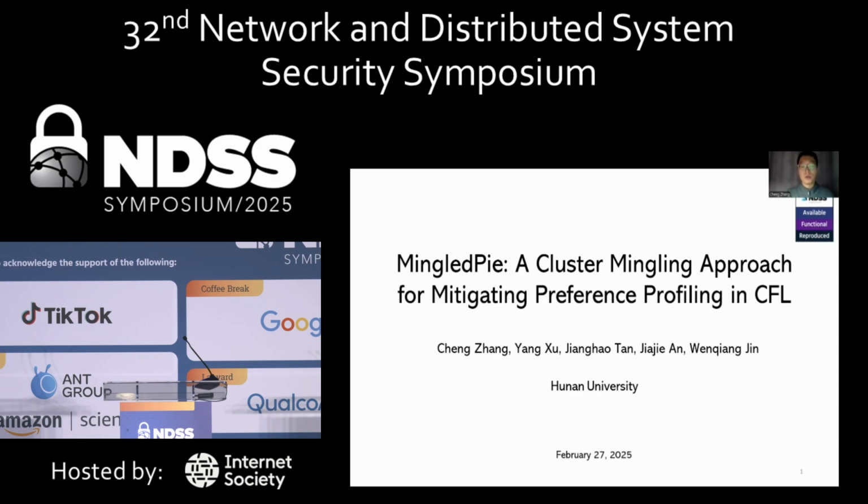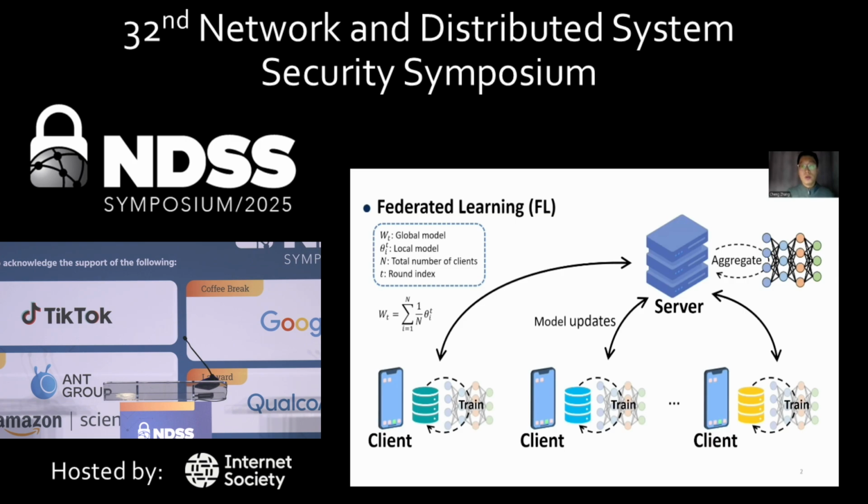So, as you know, federated learning is a distributed, privacy-preserving machine learning framework that involves a server and some clients collaborating to train a machine learning model. In each iteration, clients train local models using their private data, and the server aggregates these local models to form a new global model. This process iterates until the model converges.